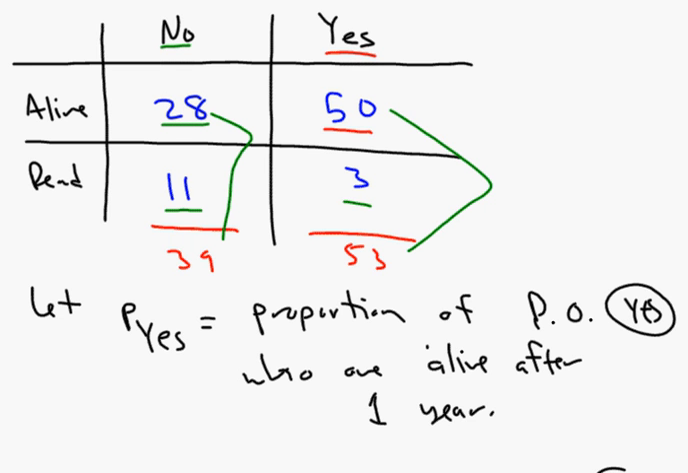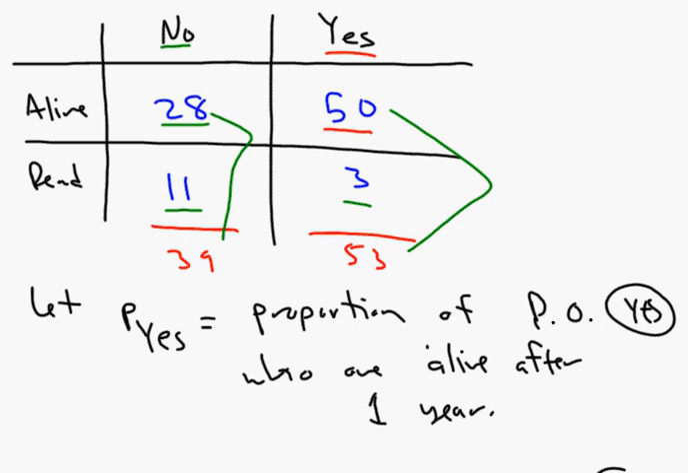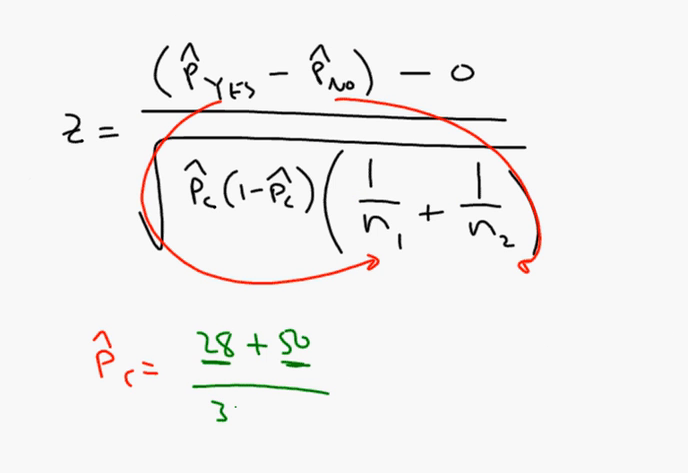So what we would do is put the people who were alive after a year, this number is for no pets, these people had pets, over the total people that were in the study, which is going to be 39 plus 53, or 91. Then we can divide that and get a p-hat combined, and we're getting a number of about 0.86.